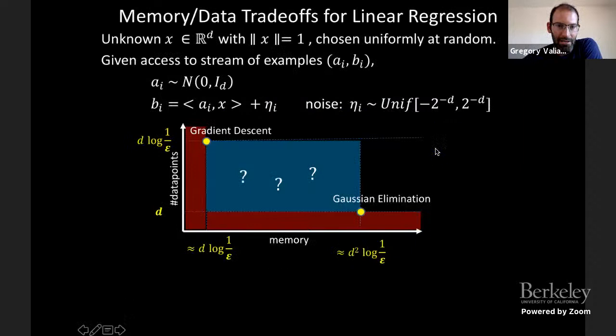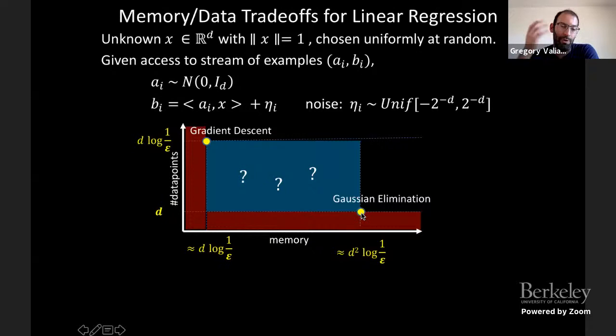So let's think about this linear regression question. The universe picks a random unit vector. Each data point is a random either unit vector or something drawn from an isotropic Gaussian. And we are given the inner product with the hidden vector, maybe with some very, very small amount of noise. So here the two extremes are: given D data points, if we store them all and do Gaussian elimination, then we end up using memory D squared, with some logarithmic dependence on the desired accuracy in terms of bit precision, and we can solve the problem. So D data points, quadratic memory.